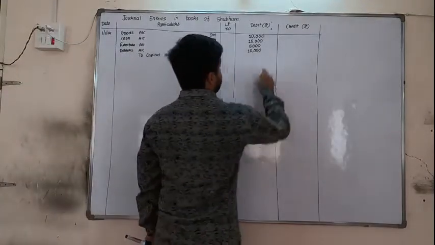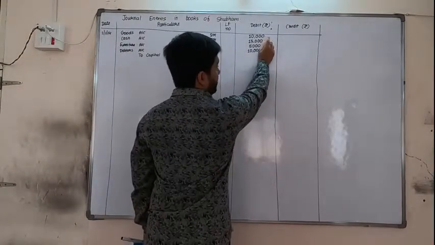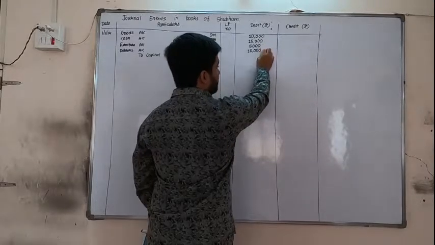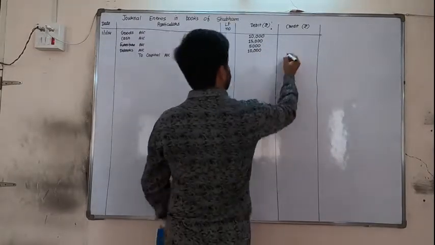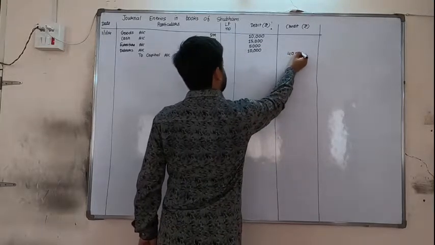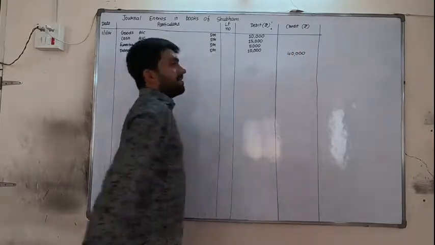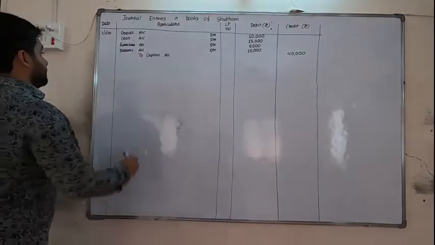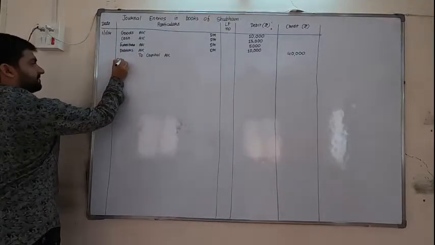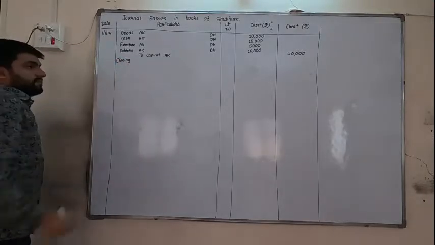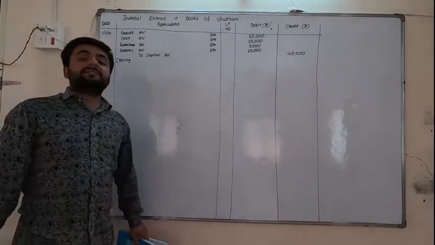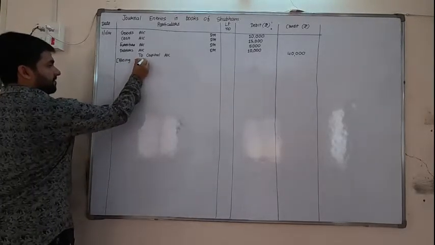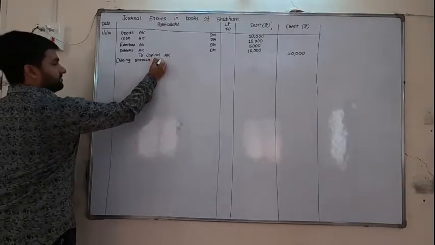Now we will make the total. 10 plus 15, 25, 25 plus 5, 30, plus 10 is 40. You can use the calculator, calculator is allowed, but this is easy so I am doing it by hand. So capital's credit side is 40,000. Now we will write a narration. Being what we have done: we have started the business with what?